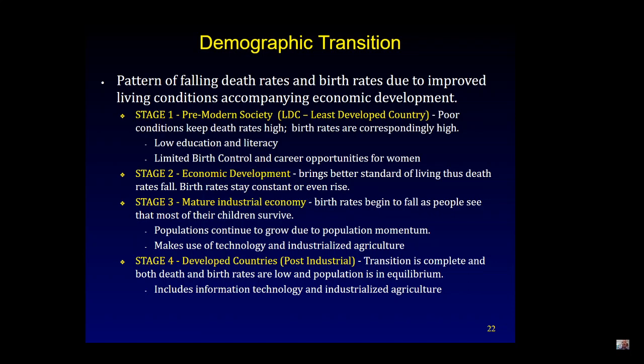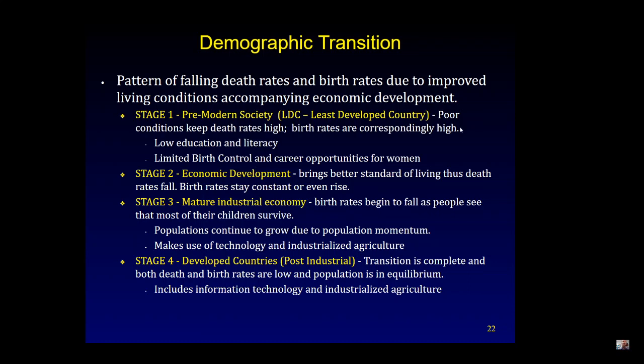But to understand this, we have 4 stages of what a country goes through developing and then how that results in its population. Okay, so stage 1 is a pre-modern society, or very LDC, or very least developed country. So these are the poor of the poor kind of countries. But poor conditions keep death rates high, right? So obviously people are dying a lot. They don't get to survive very long. Bad healthcare, right? So people are dying, and birth rates are very high as well.